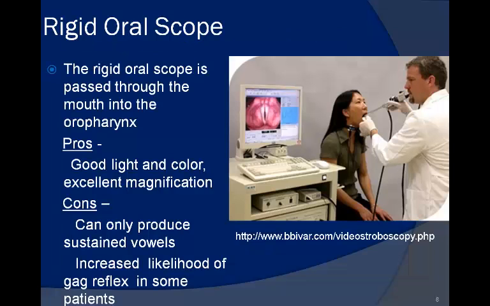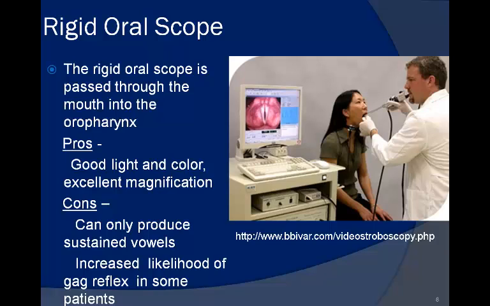The rigid endoscope consists of a long metal tube slightly thicker than a pencil. At the tip of the scope is a lens. The light source is carried through the attached fiber optic cables and is emitted from the tip of the scope. The lens at the tip of the scope and the camera at the far end of the scope pick up the image of the larynx, and the image can then be viewed on the video monitor. The rigid scope has excellent magnification, illumination, and color.